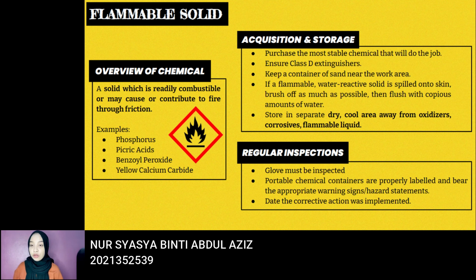Next, for regular inspection, first, gloves must be inspected. Second, portable chemical containers are properly labeled and bear the appropriate warning sign or hazard statement. Next, record the date the corrective action was implemented.